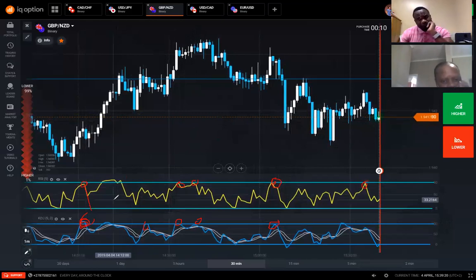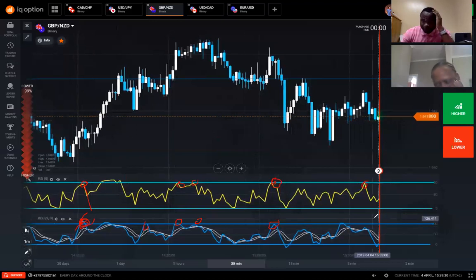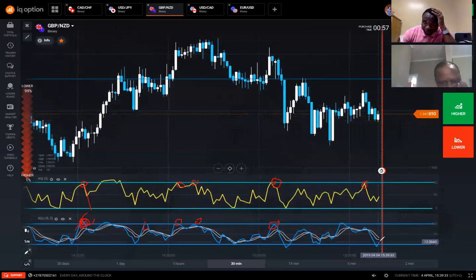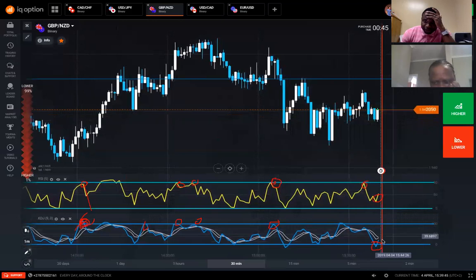But the most important thing is, sometimes the KDJ indicator holds here, while this is still low. So in most cases, you find that this is your KDJ here, currently where we're trading. You can see that, right? But your RSI is still up here. So in that case, there's no trade here.